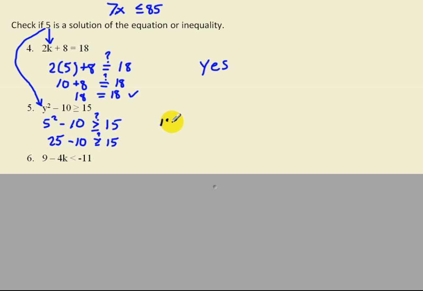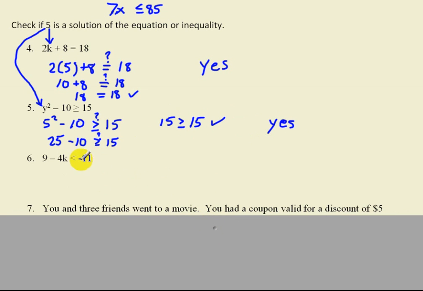25 minus 10, of course, is 15. And it can be equal, because of the bar being there, it can be equal to 15. So yes, that checks. It is a solution because it gives us a true inequality. So yes.